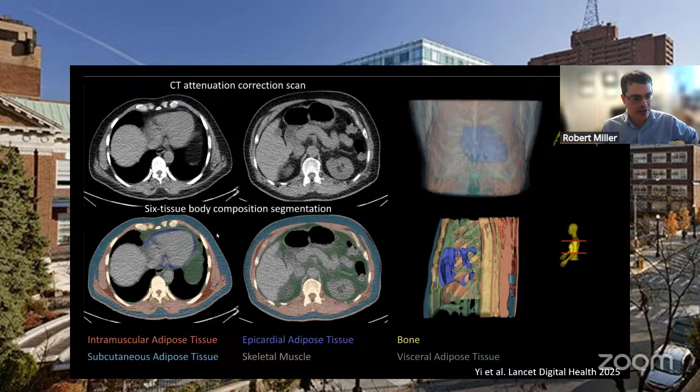So here you can see subcutaneous fat in light blue, epicardial fat in dark blue, visceral fat in black, or in green, sorry. So the interesting thing that came out of this study is that subcutaneous fat in general, the higher the volume, the lower your risk. Whereas visceral fat, the higher the volume, the higher your risk.